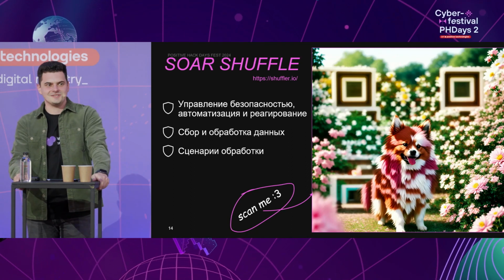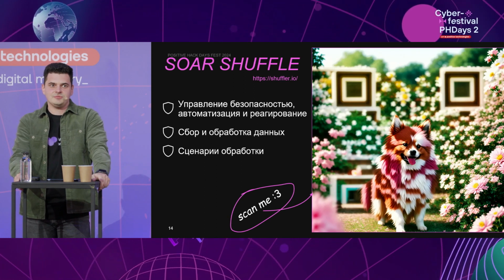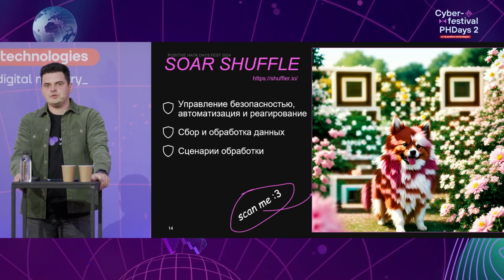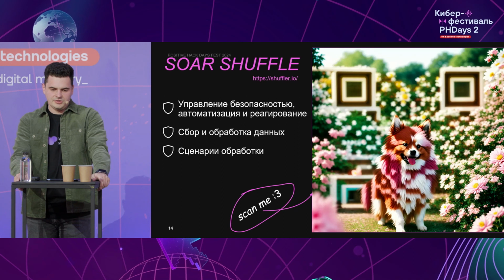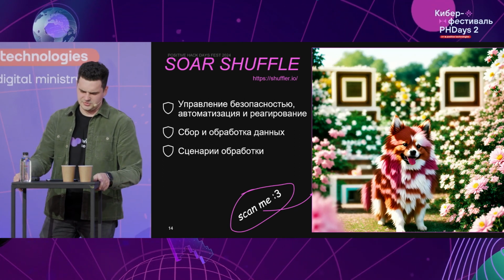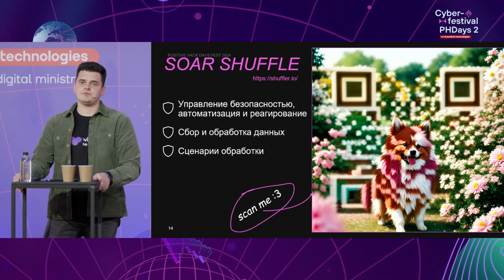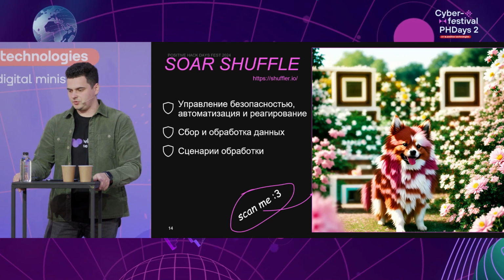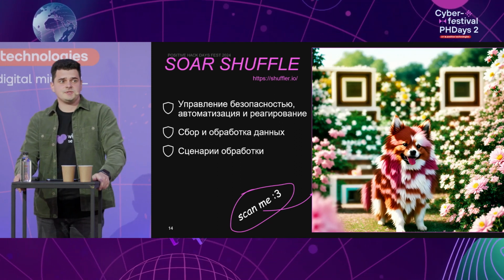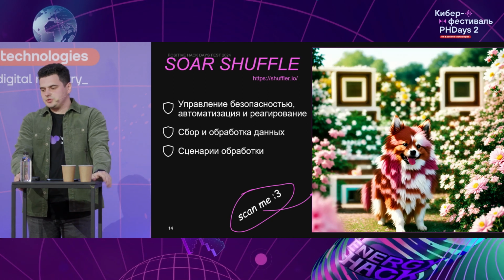So in our case, we picked SOAR Shuffle. We considered some other ideas. We considered N8N, but we decided against it because it doesn't have a role model, and you need to know JS to fine-tune it, and there is no native use of Bash script. So we also considered TheHive and Cortex, but we decided to pick Shuffle.